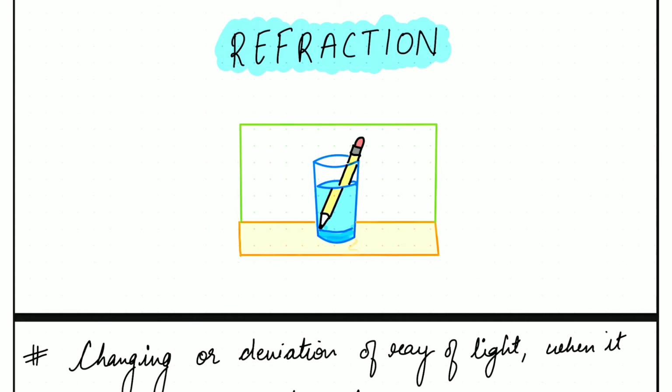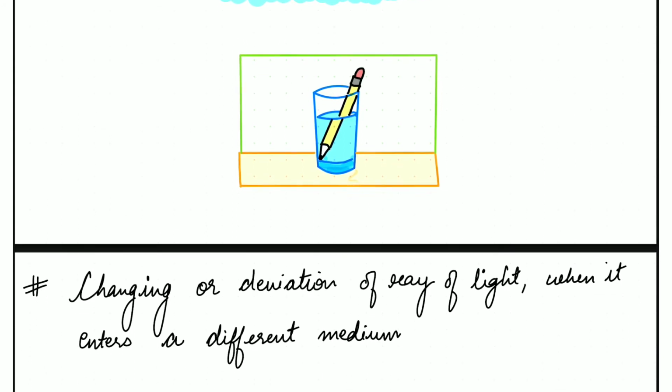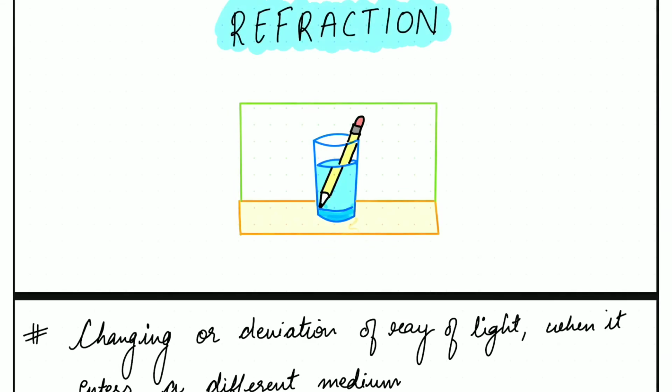Now let's try to understand what this refraction is. According to the definition, refraction is the changing or deviation of a ray of light when it enters a different medium. If we change the medium, there is a bending or deviation of the ray of light because of the different speeds. For example, here we are changing the medium: there is air, glass, and water, so there are different mediums. Because of the changing of medium, something weird happens here, and the pencil appears distorted.